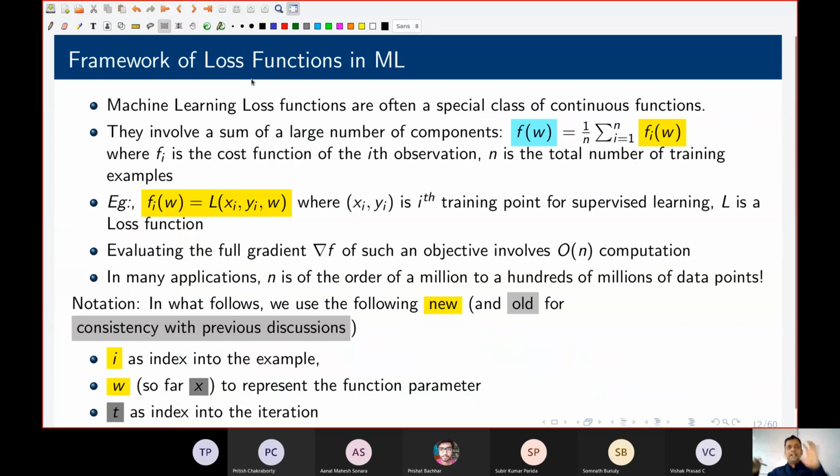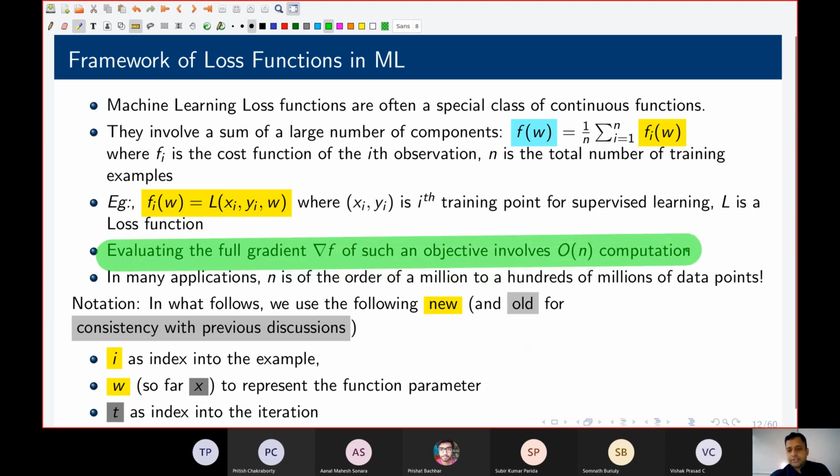Okay, so with that in mind, let's look at the framework of loss functions. As I said, they look at this large number of components. Fi is a cost function of the ith observation, and so on. And the issue is, as I said, this is in computing the full gradient. This order of computation, but not only that, it also is redundant. So we are okay with this overhead if it was completely worth it. Moreover, it is redundant.